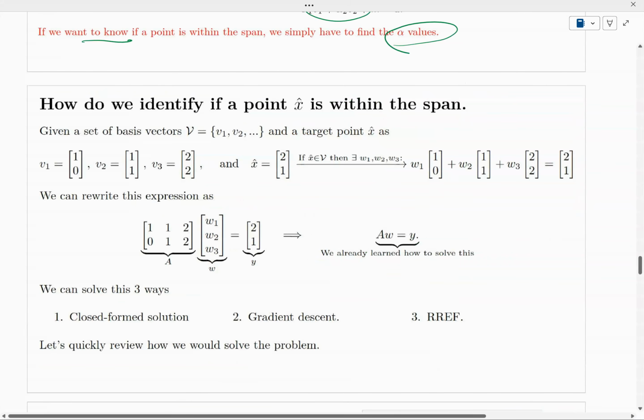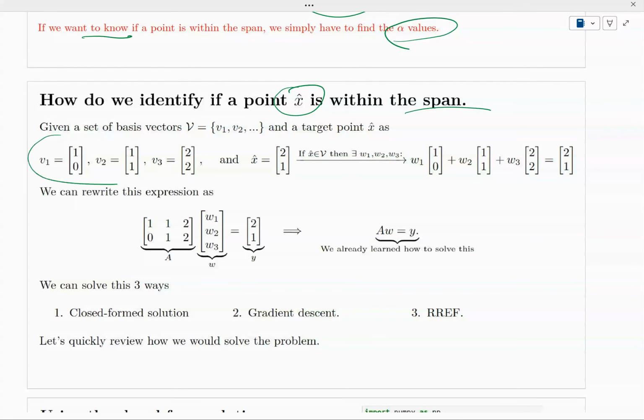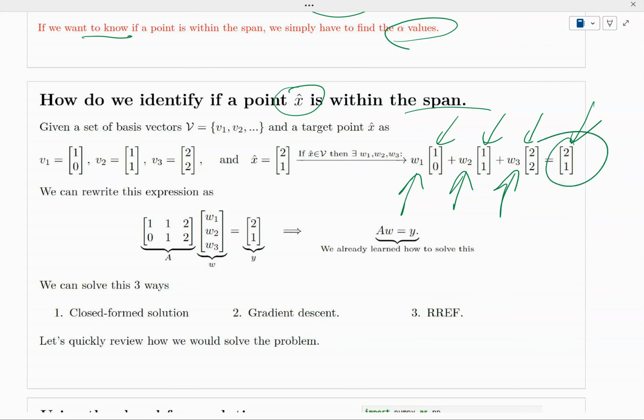How do we identify if a point is within the span? So we just talked about that, right? Let's say we have these as our basis vectors. These are all the tools we have in our tool belt, and this is the point we're trying to reach. What it's saying is that there are some weights that multiply each vector that allow us to achieve this. So if there exists a set of weights that allows us to achieve this, then it's in the span.